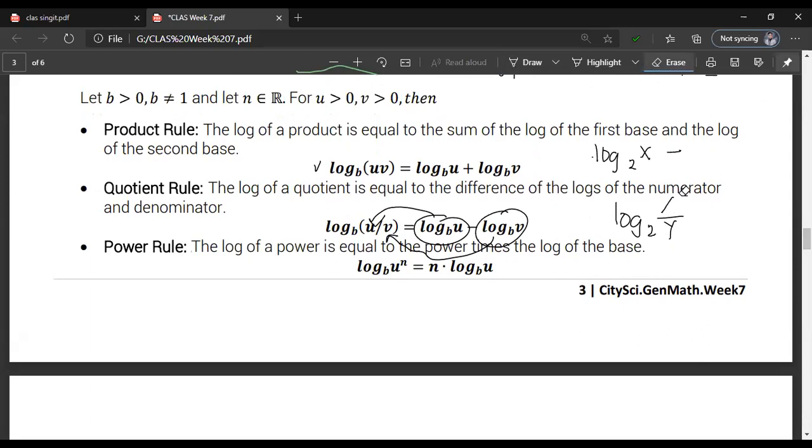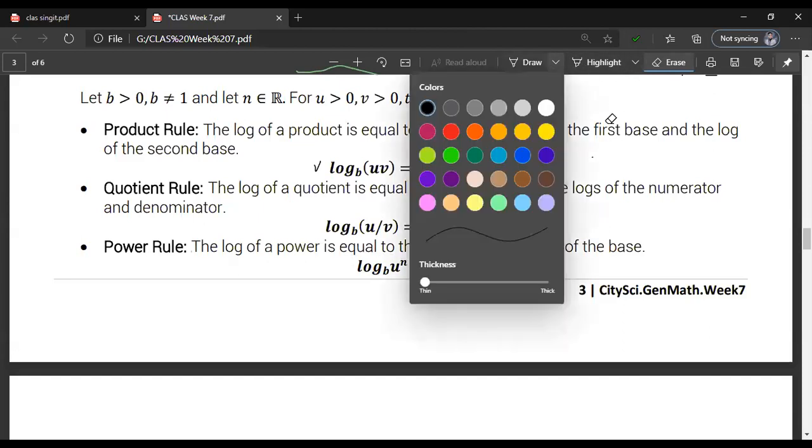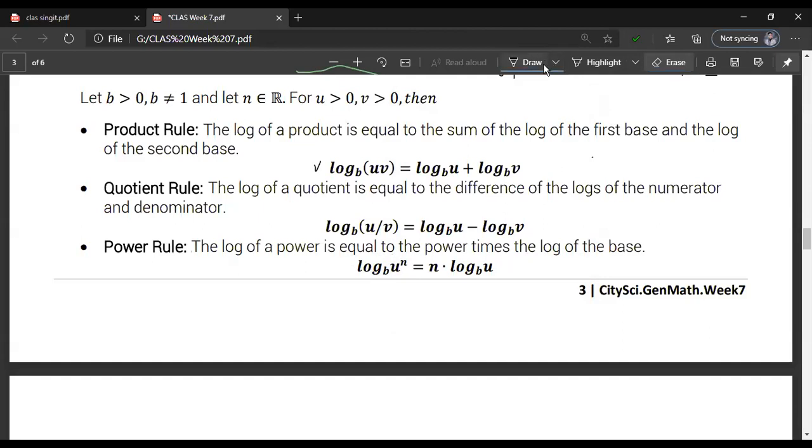Next is power rule. Ayan. Sa power rule, from the word itself, power. So, the logarithm of the power is equal to the power times the logarithm of the base. Ito mas madali. So, ang gagawin lang natin, kapag may exponent yung inilologarithm, ibababa lang natin siya sa unahan para i-times. So, if we have logarithm of u raised to n with a base b, pwede siyang gawing n times logarithm of u with a base b.